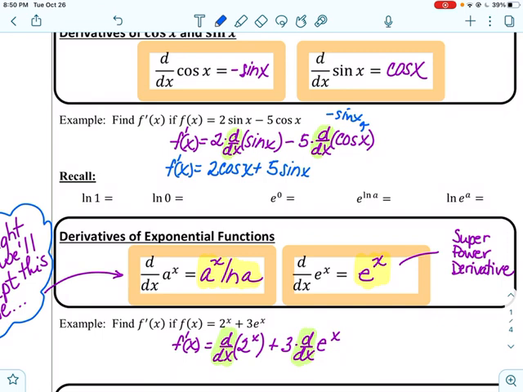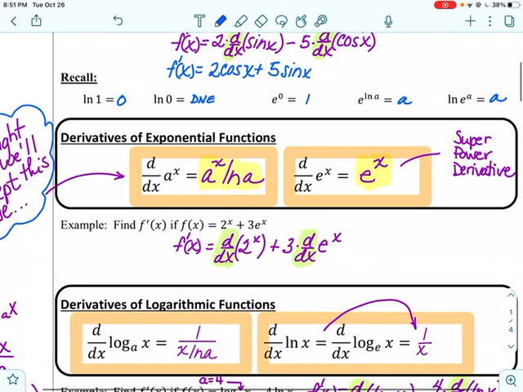And then in the next section, we're going to talk about the natural log and exponential functions. So we have ln of 1, recall, is 0. ln of 0 does not exist. Actually, it's negative infinity, but we'll talk about that then. e to the 0 is 1. e to the ln of a is a. And ln of e to the a is a. And it's because e and ln are inverse operations. e to the power of x.